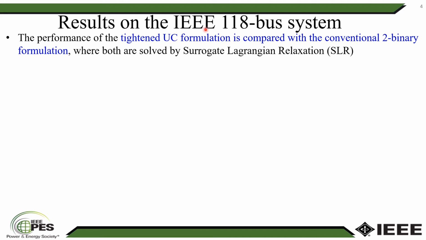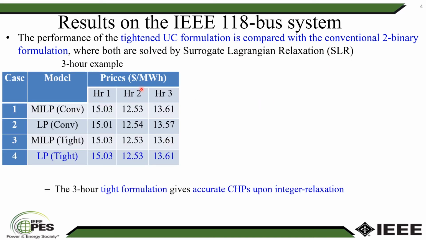We now discuss the implementation of our idea. The performance of our tightened UC formulation is compared with the conventional two-bin formulation, where both formulations are solved by the SLR method. We first considered a 3-hour example on the IEEE 118 bus dataset, whose results are shown in the table. Both MILP conventional and MILP tight give us the convex hull prices. However, upon integer relaxation, the LP conventional does not give us convex hull prices as it produces prices that are different. But if the formulation is tight, upon integer relaxation, it can produce the same prices, which are the convex hull prices.